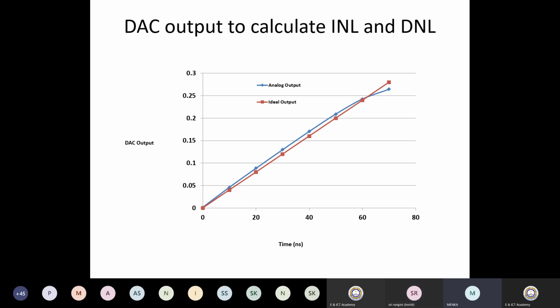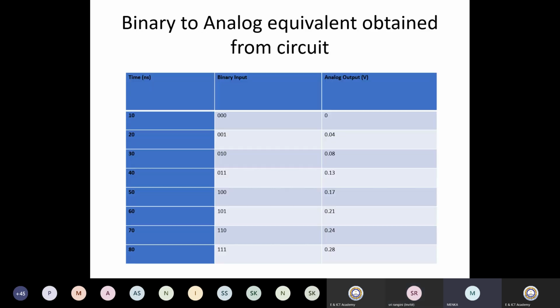INL is also a similar parameter. INL is, you are taking the starting and ending point and then you are trying to find out how much deviation is there. So for each and every bit you can find out the deviation and then you can find the INL. Okay, so this was given in yesterday's assignment. You can just do it over there. Next slide, sir. Slide number 8, sir.